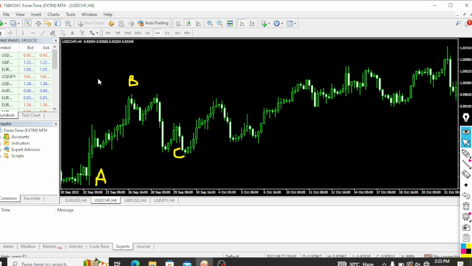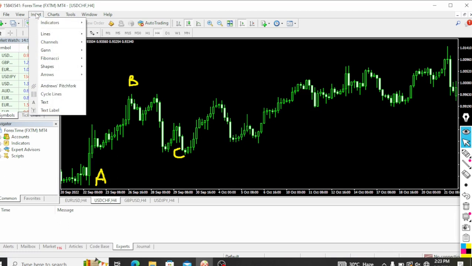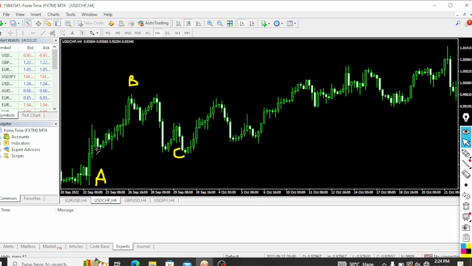Now let's pick up our Fibonacci Expansion 2. Let's go to Insert. Go to Fibonacci. And then here you see Expansion. Click on that expansion. You come to point A. You click on point A and drag it to point B. Alright. Here we are at point B.